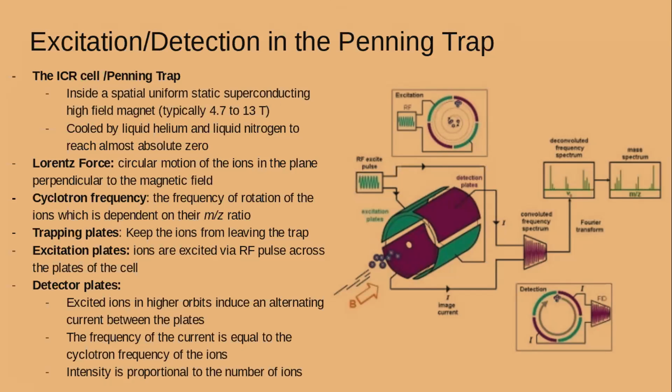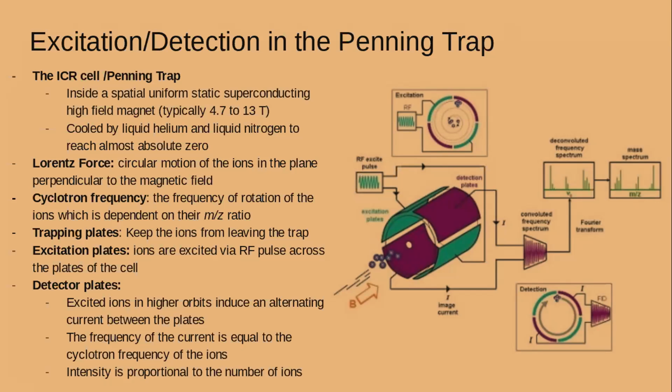And when these ions enter the magnetic field, they'll bend and go into this circular motion, which is called the Lorentz force, which just describes that motion of the ions in this plane perpendicular to the magnetic field. And something that is measured when the ions are in this magnetic field is called the cyclotron frequency, which is the frequency of the rotation of the ions, which helps us get that mass to charge ratio.